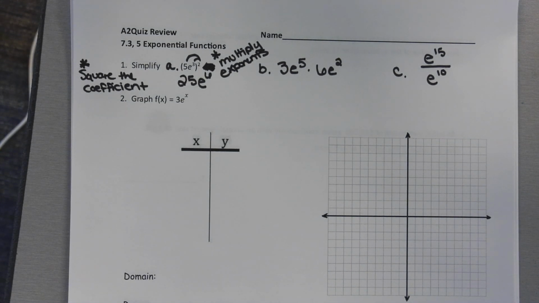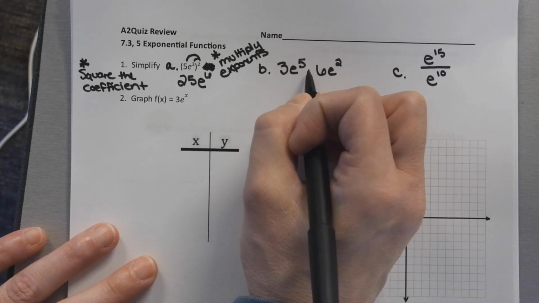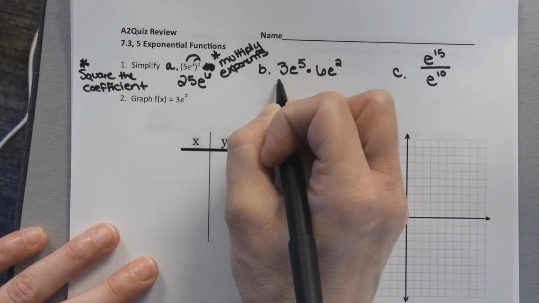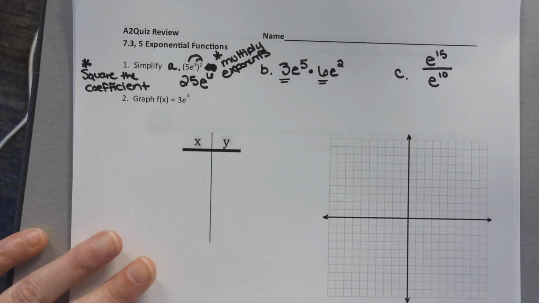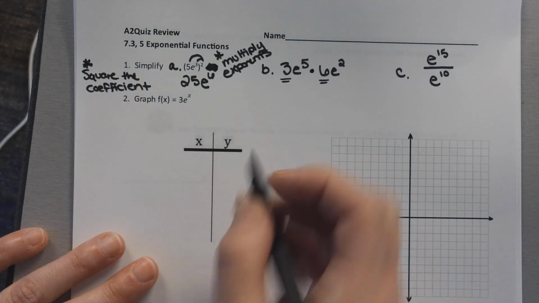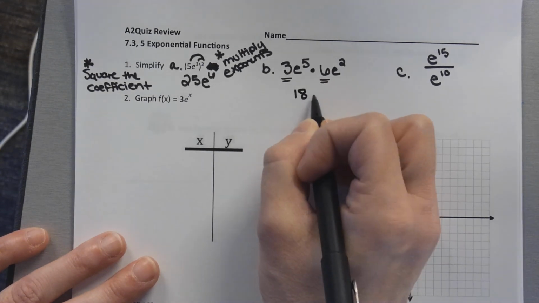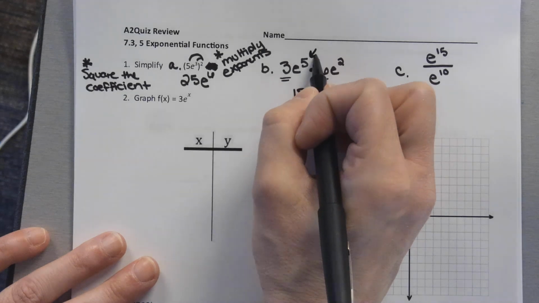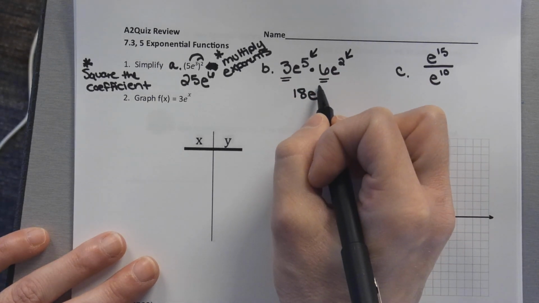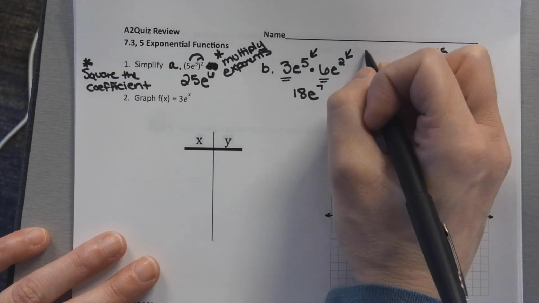All right, part B. What should I do? Do you subtract the 3 and 6? No. This is a multiply. But then you can add the x. So let's start with the 3 and the 6. What should we do with those numbers? Multiply them, right? So 3 times 6 is, and if you don't know, consult your calculator. 18. E to the, what do I do with my exponents? Add them. 7.